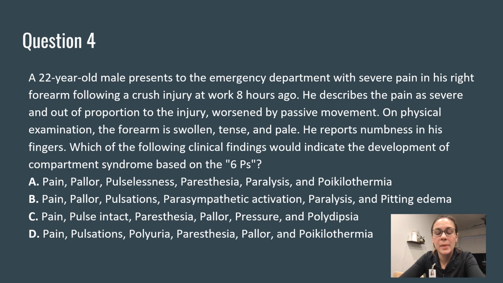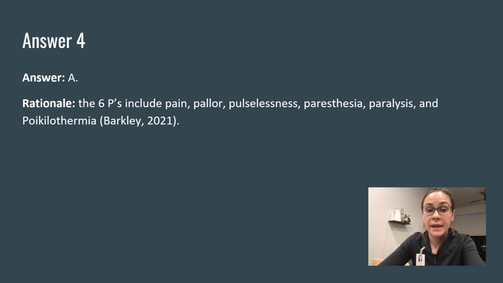B. Pain, pallor, pulsations, parasympathetic activation, paralysis, and pitting edema. C. Pain, pulse intact, paresthesia, pallor, pressure, and polydipsia. Or D. Pain, pulsations, polyuria, paresthesia, pallor, and poikilothermia. The answer is A, and that is because the 6 Ps include pain, pallor, pulselessness, paresthesia, paralysis, and poikilothermia.